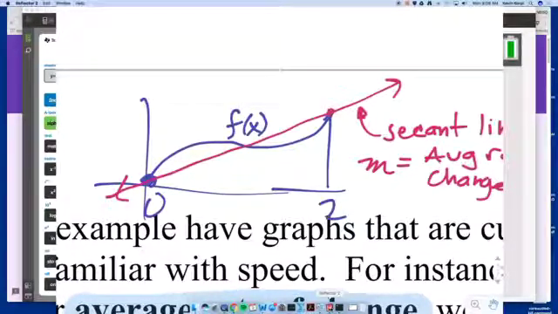That would be like if you wanted to set the cruise control at one speed and get to the same place in the same amount of time, that would be the slope of this secant line. It's going up and over, up and over at the same rate all the way across. So how do you find the slope of a line from Algebra 1?